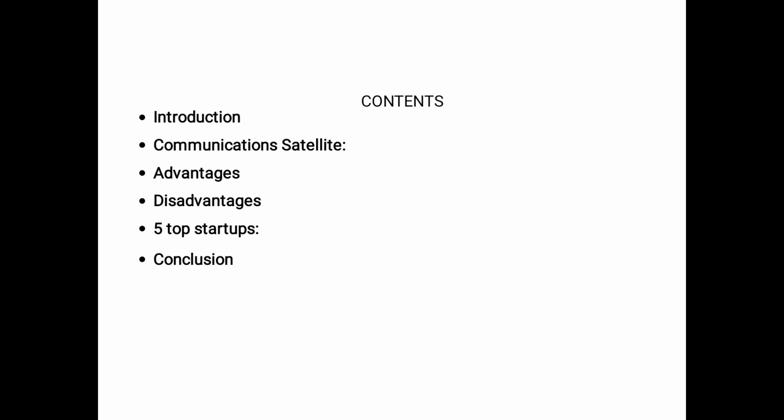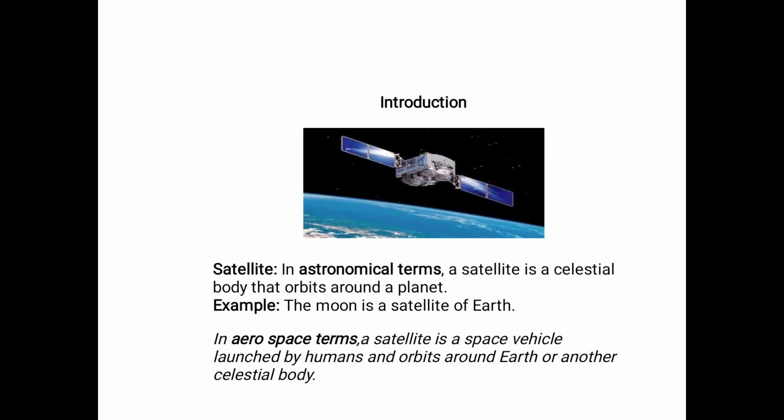So these are all the contents which I am going to deliver: introduction, communication satellite, advantages, disadvantages, five top startups and conclusion. Introduction. So what is a satellite? In astronomical terms, a satellite is a celestial body that orbits around a planet. For example, the Moon is a satellite of Earth. In aerospace terms, a satellite is a space vehicle launched by humans that orbits around Earth or another celestial body.